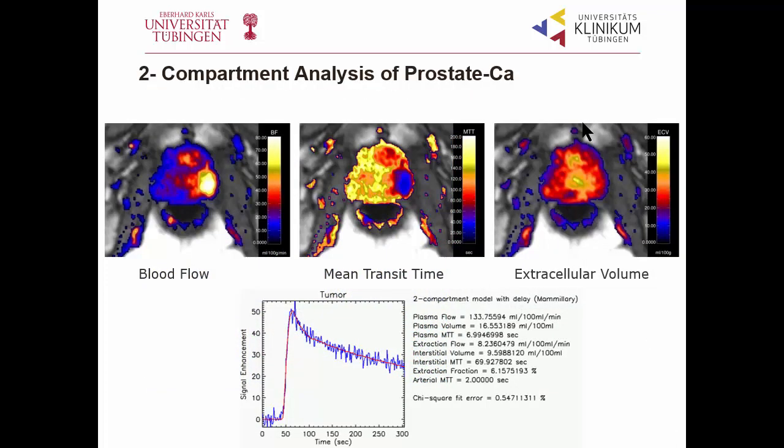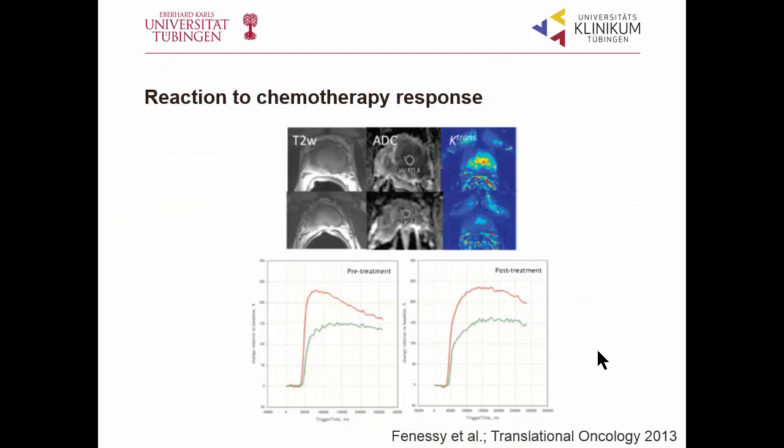Another possibility to probably get a better correlation to the Gleason score might be two-compartment analysis, where we can really get the true perfusion data separated from the permeability data, but no study has systematically assessed this approach.